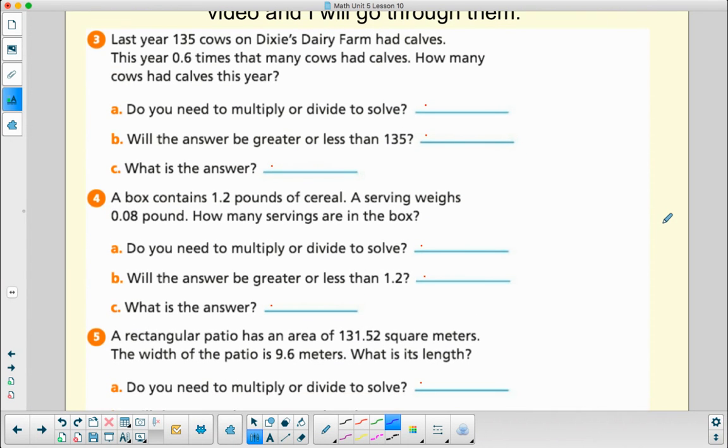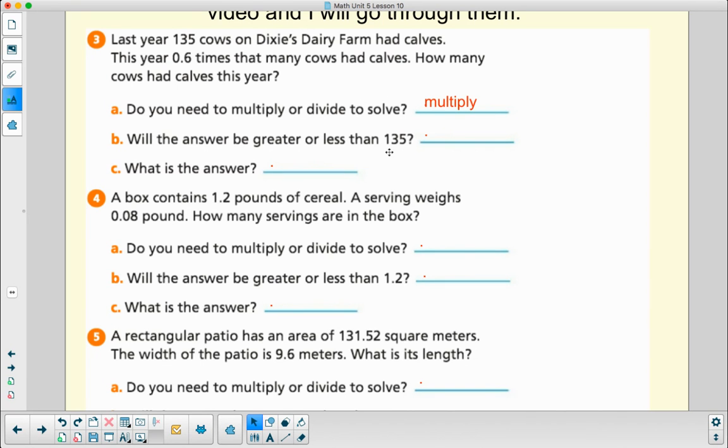Okay, welcome back. So, last year, 135 cows on Dixie's dairy farm had calves. This year, 6/10 times that many cows had calves. How many cows had calves this year? Do I need to multiply or divide to solve? Let's see. I know that last year there was 135 cows that had calves. This year it's 6/10 times that many. So 6/10 times 135. In this case, the word times actually means to multiply, doesn't it?